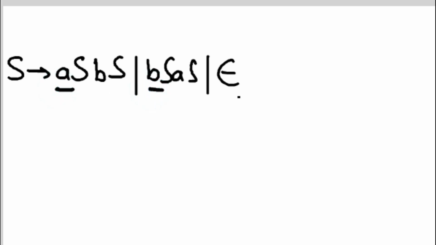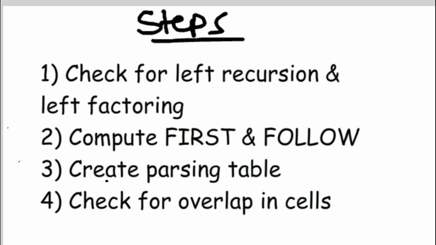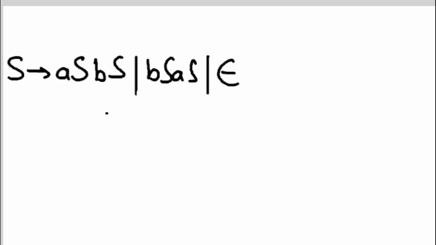This A is different from this B, different from this epsilon. So they are starting with different symbols. If this was also starting with A symbol, then we will say there is left factoring. But there is no left factoring. So the first thing is checked. Now the second thing is to compute first and follow. Now let's compute first and follow.